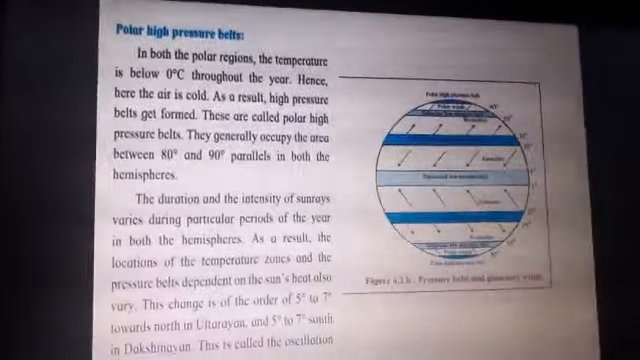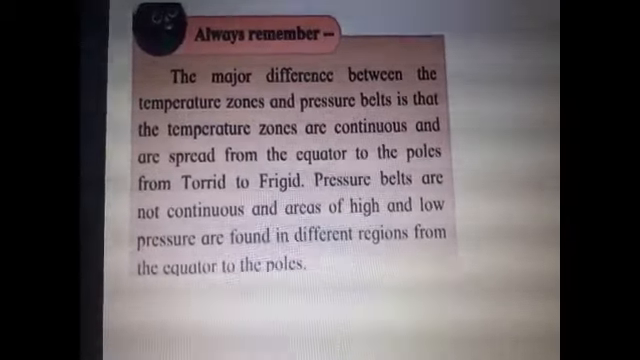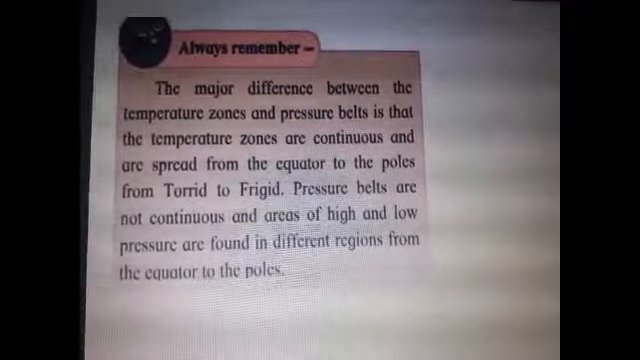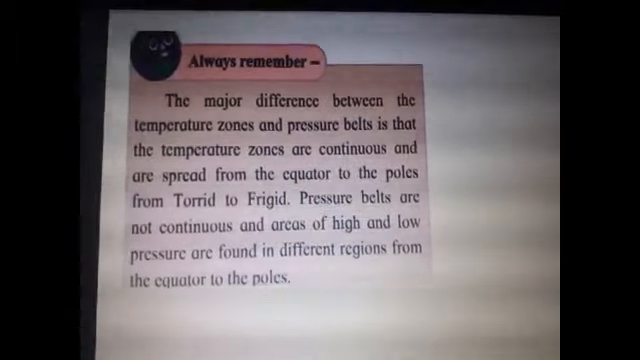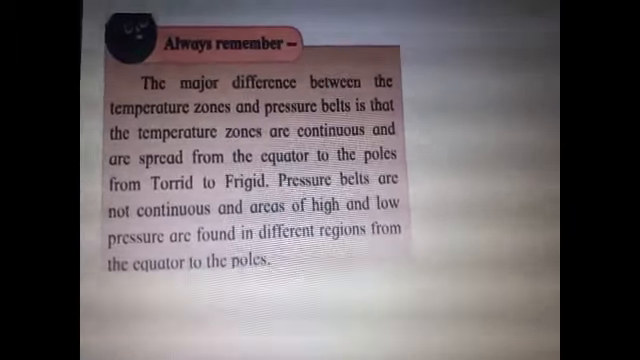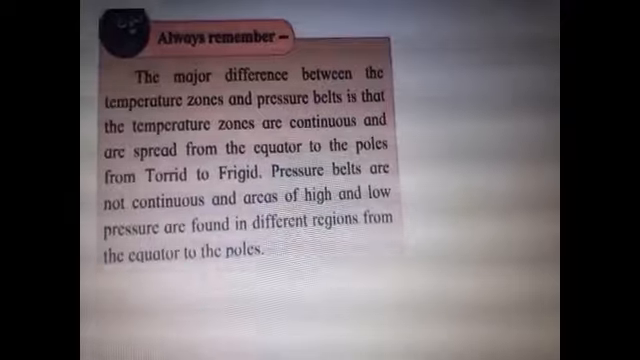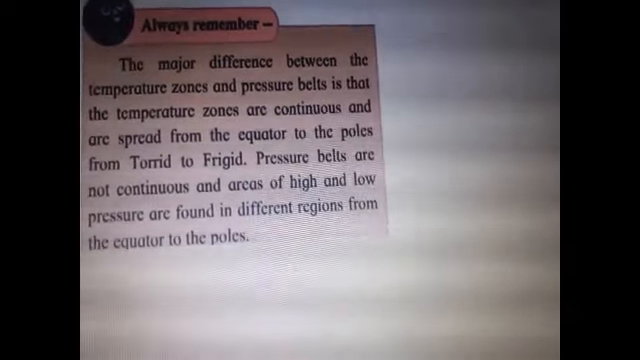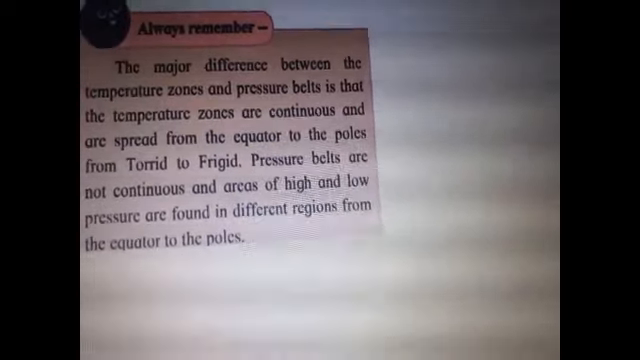Now one important thing, always remember: the major difference between temperature zones and pressure belts is that the temperature zones are continuous and spread from the equator to the poles. What is the difference? The most important difference between temperature zones and pressure belts is what I told you in the beginning: temperature zones occupy a wider area, so they are in continuity. We have the torrid zone, temperate zone and the frigid zone.